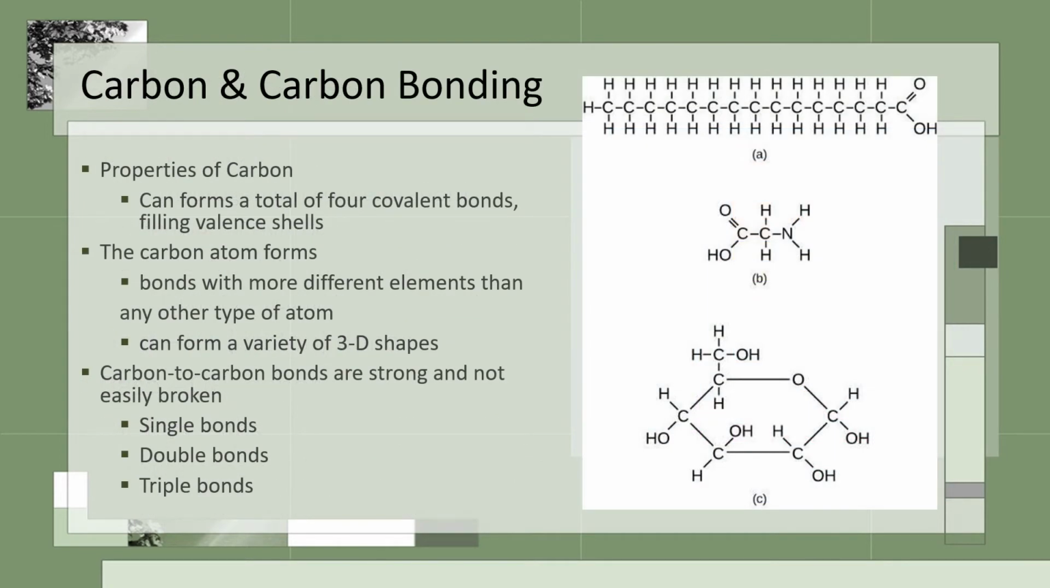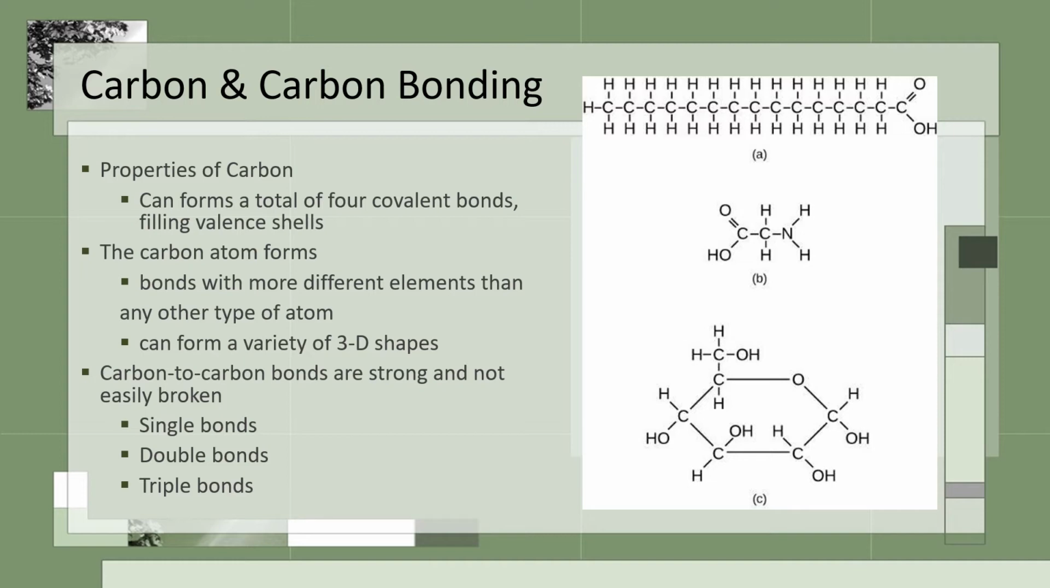Carbon is very unique in that it can form 4 bonds and is therefore able to bond with more elements than any other type of atom. It can also form 3D shapes. Any of these bonds can be single, double, or triple.